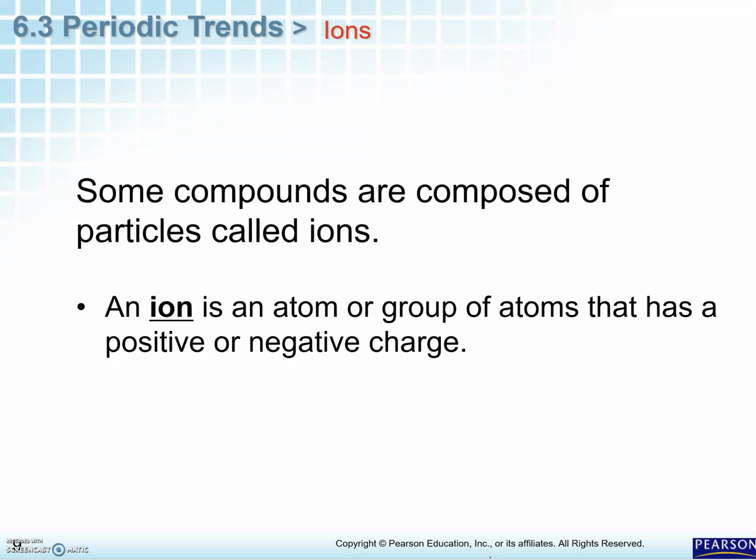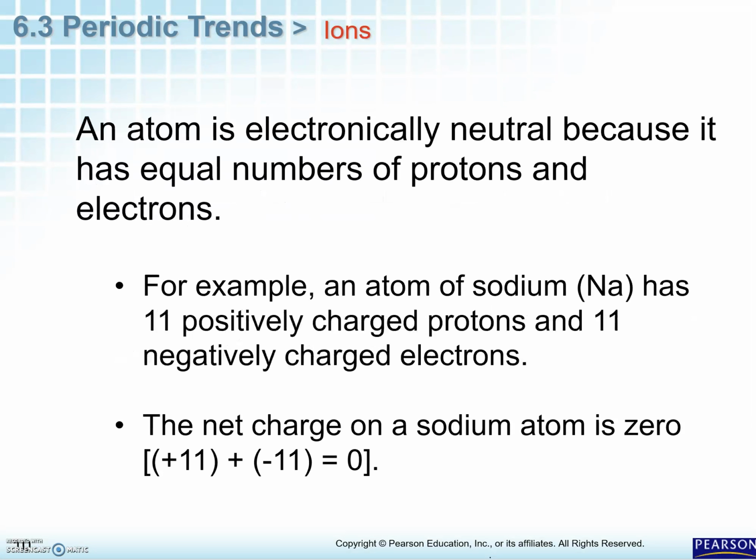Now, some compounds are composed of something called an ion. An ion is simply an atom or a group of atoms that has a charge. The charge can be positive or negative. That happens if a neutral atom loses electrons. For example, normally sodium has 11 positively charged protons and 11 negatively charged electrons. If you added those together, you would have a net charge of 0.